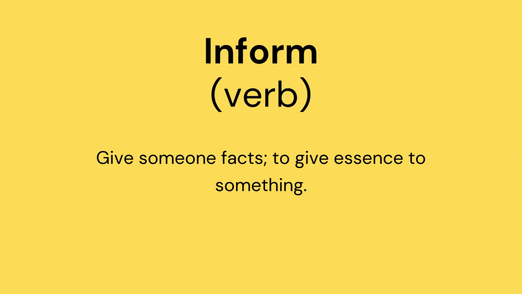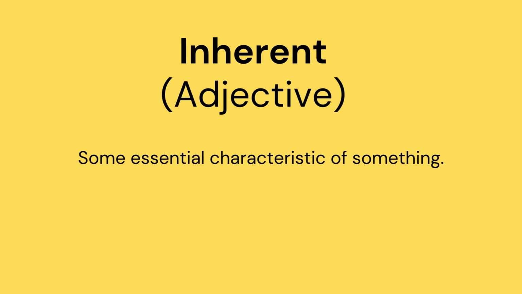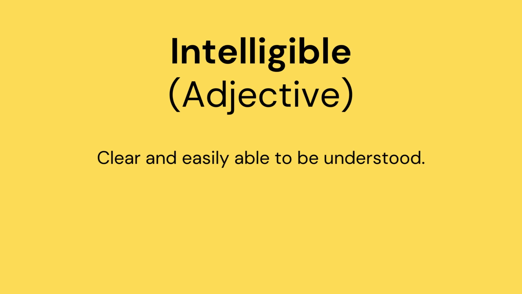Inform is a verb and it means to give someone facts, to give essence to something. Inherent is an adjective and it refers to some essential characteristic of something. Intelligible is an adjective and it means clear and easily able to be understood.